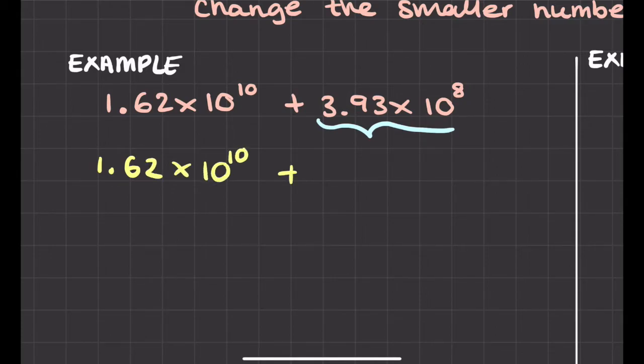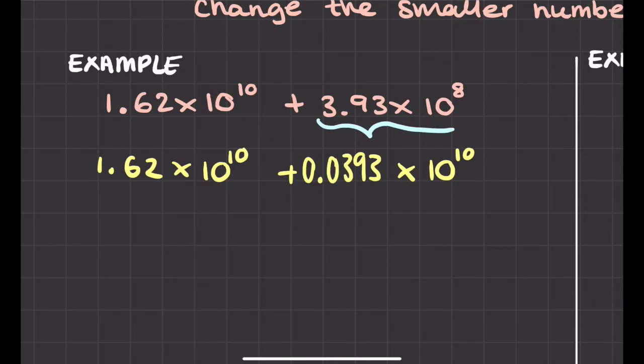And the second number, we want the power to be 10 to the power of 10 because I want these two powers of 10 to match. Okay, so what do I need to do to this number? Well, if I've made this one 100 times bigger, okay, I've times it by 10 twice, haven't I, to get this number here. I'm going to have to make this number 100 times smaller, so I'm going to have to divide this by 10 twice. So if I do that, what will I end up with? I'll end up with 0.0393. Okay, that's 100 times smaller.